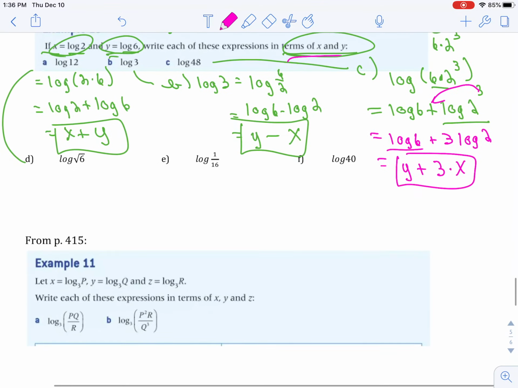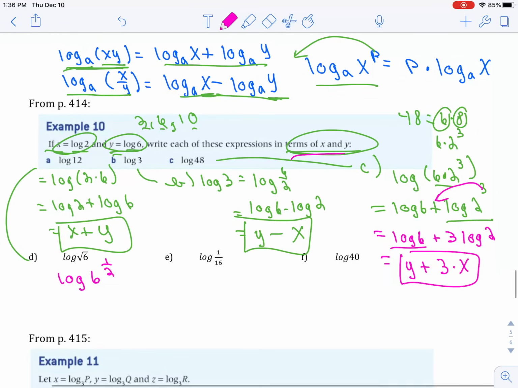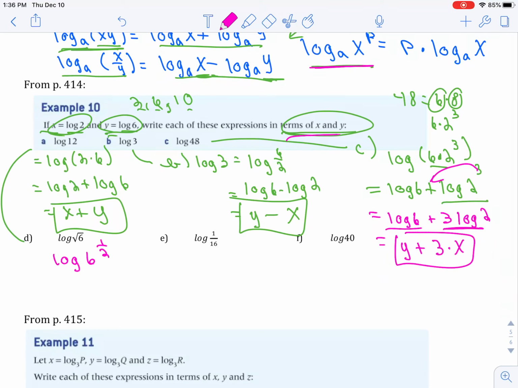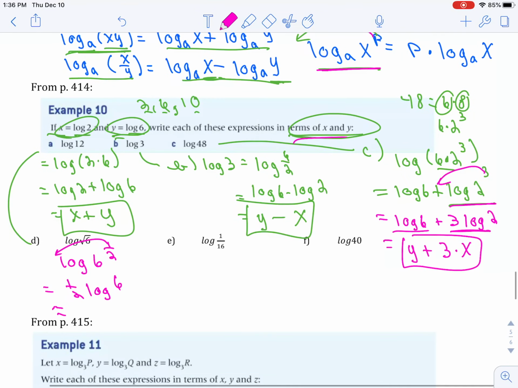The next one, what you need to recognize is that the square root of 6 is 6 to the 1/2. Right? I'm using it the same way I did here. So I have the log of a power, and when you have the log of a power, you can bring that exponent out in front. So this becomes 1/2 log of 6, and the log of 6 we know is y, so it becomes 1/2 y.